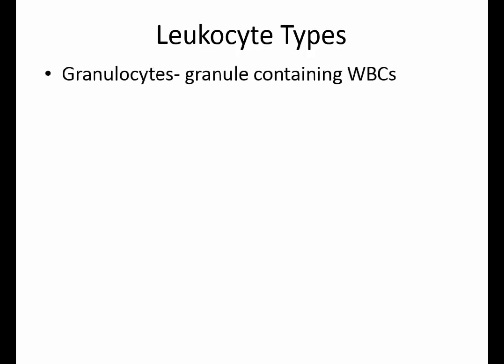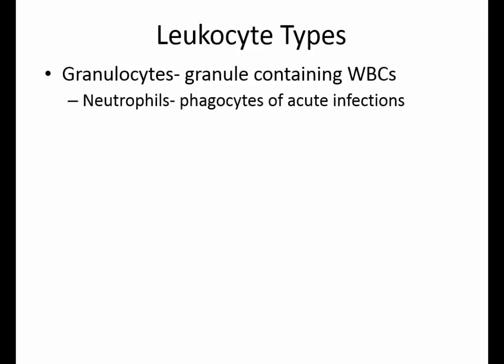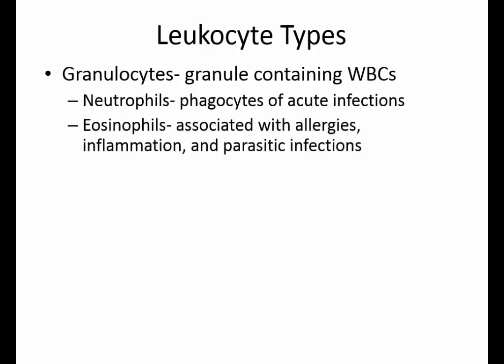There are 5 different leukocytes that are classified into 2 different groups. The granulocytes are cells that have granules in their cytoplasm. One type of granulocyte is the neutrophil. The neutrophil is phagocytic. It increases in number whenever there are acute bacterial infections.